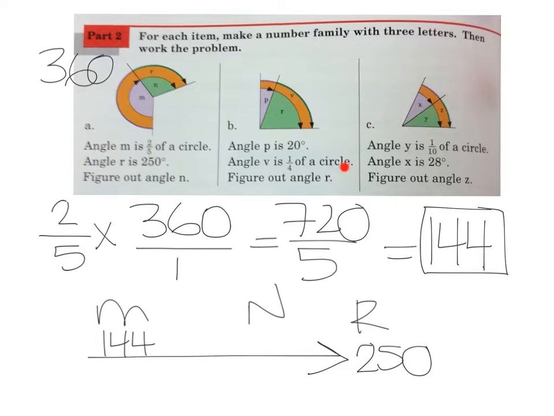Once I've figured out what this fraction will be when I change it into degrees, when I use this step right here, then I will be able to make my number family to figure out the missing degrees for angle R. So like I said, re-watch it if you're not sure of the steps, and then try to apply the steps. Try to use those steps using the information for B and for C. So pause the video, try and work the problems using the steps that we've done, and then come back for the next part.